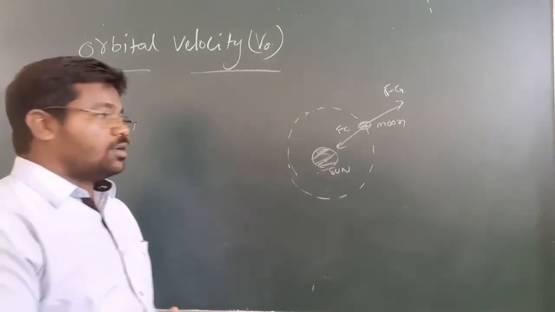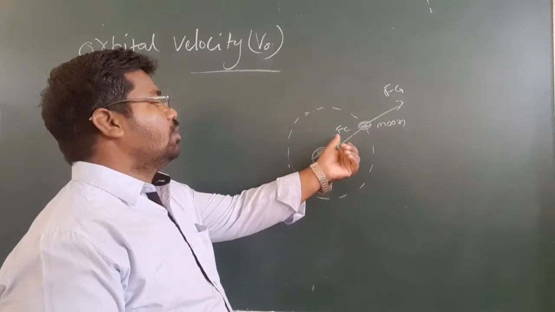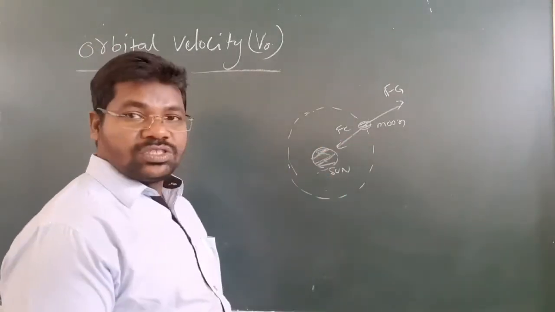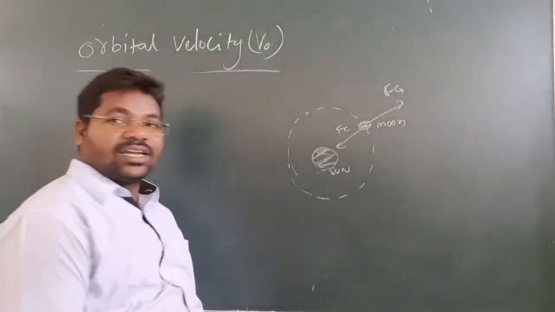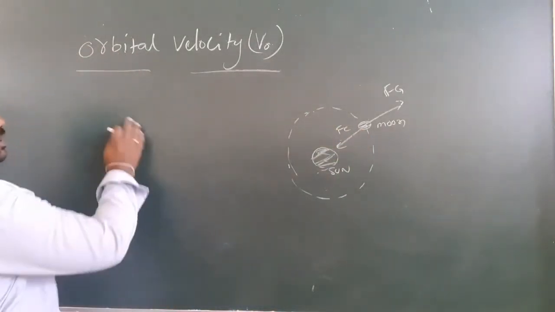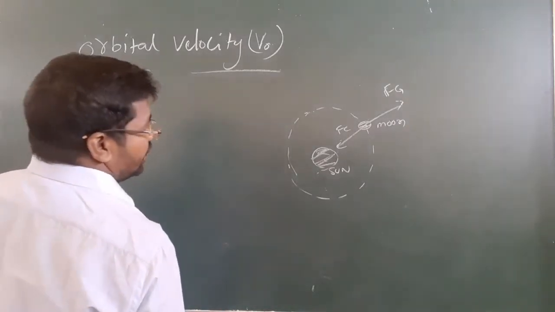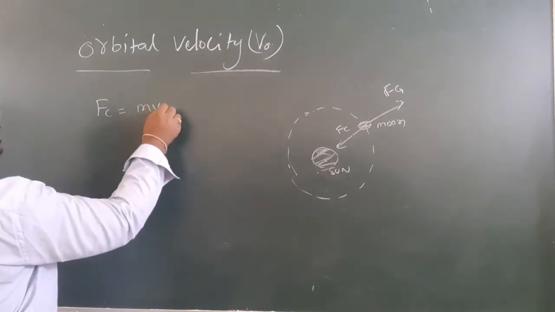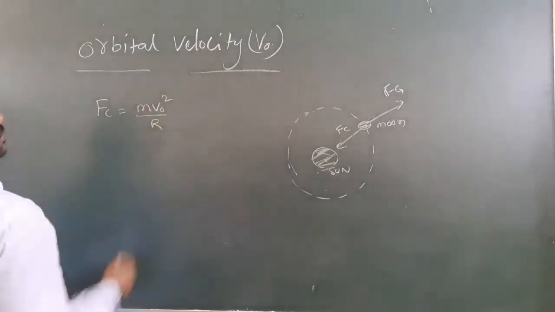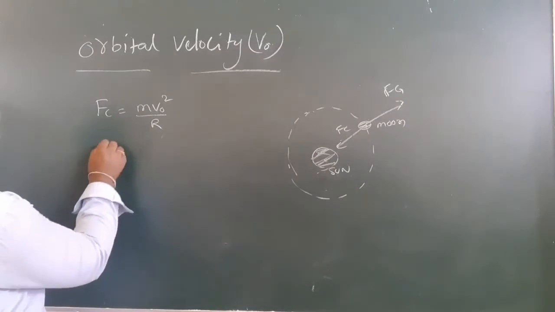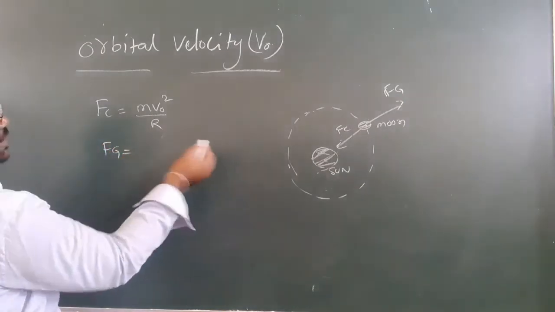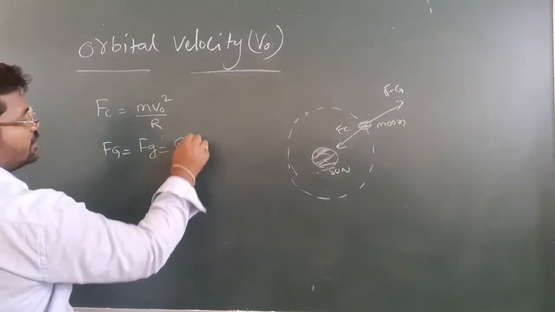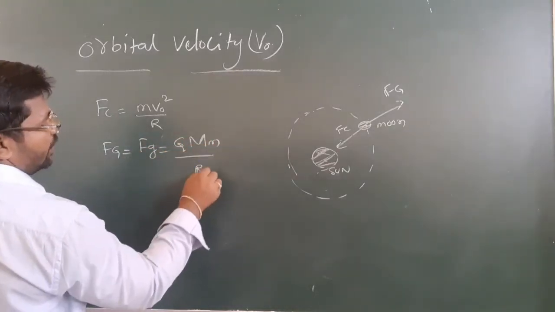With no centripetal and centrifugal force, the body moves tangentially like this. So what is centripetal force and what is centrifugal force? Centripetal force gives m v0 squared by r. Then the centrifugal force balances the gravitational force, which is G M m by r square.